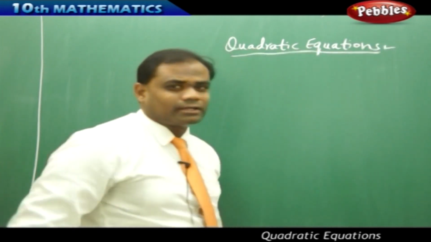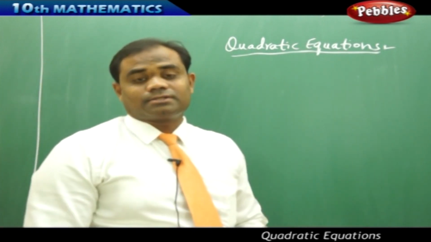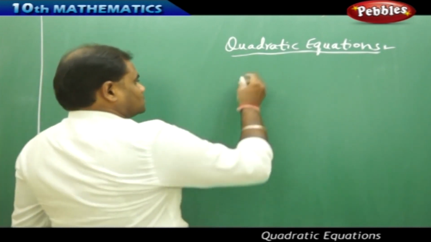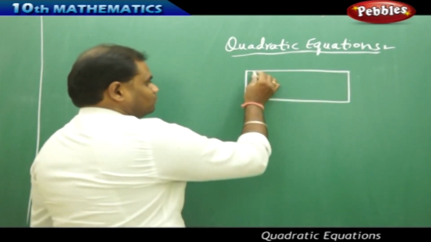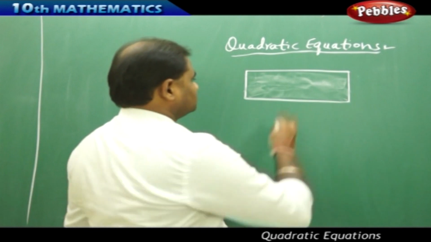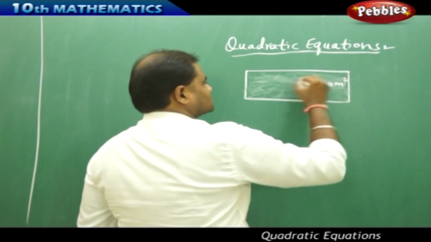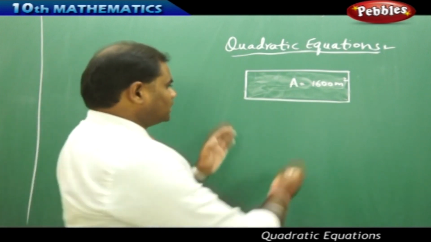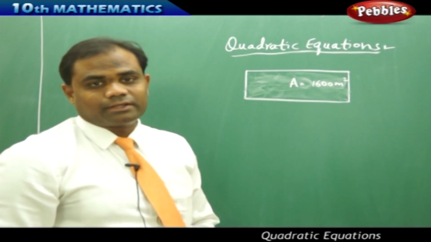Now, the importance of quadratic equations is that we use them in many other branches, even in science, where this is the most important concept. So let's see its origin. For example, I have a rectangular plot whose area is 1600 meters square. Then I know the length, but I have to adjust the width. Let's see how we can do that using quadratic equations.